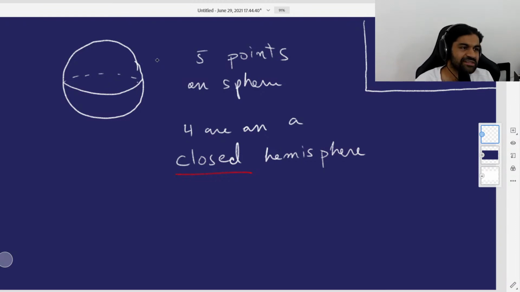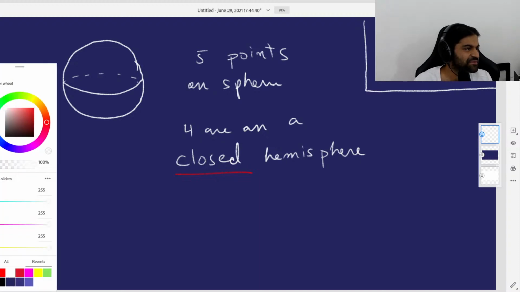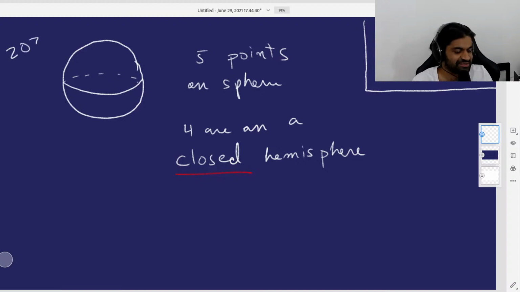So 5 points on a sphere, you want to show that 4 lie on a closed hemisphere. Let me know if there are any questions about this. And so this particular question appeared in 2002 on the Putnam exam. This is the first problem on the 2002.